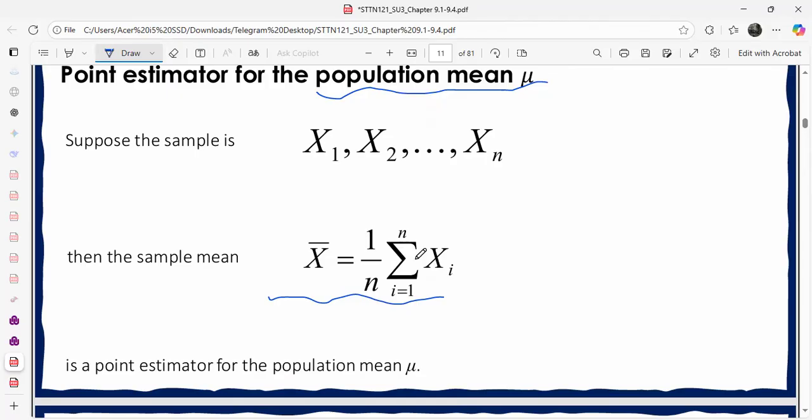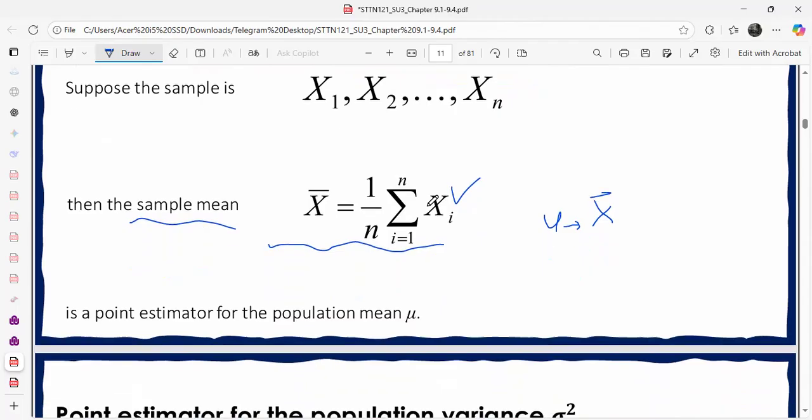But look at this now. If they say calculate the point estimate of the population mean, we use the sample mean formula. When they say the point estimator of a population mean, the point estimator is this X bar. This is the formula that you are going to use.